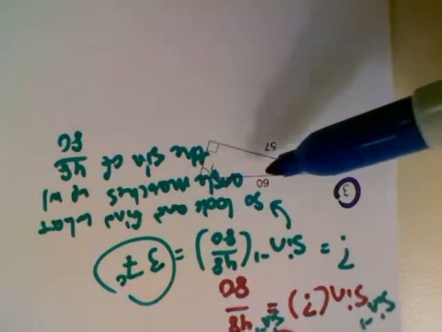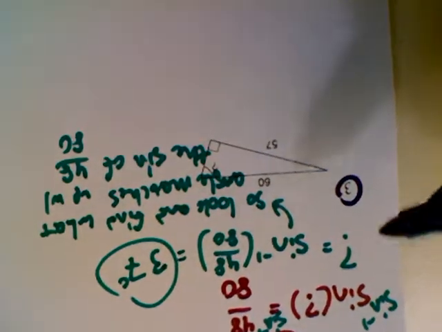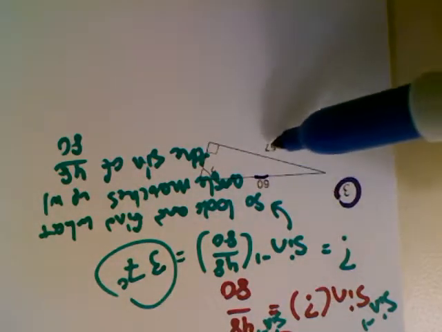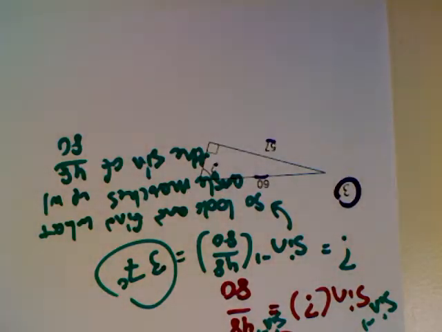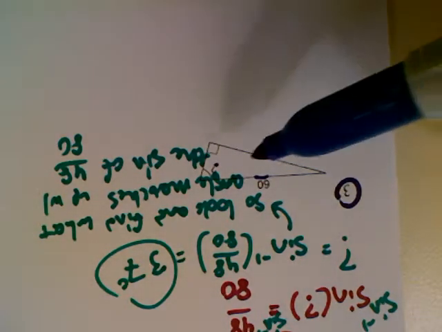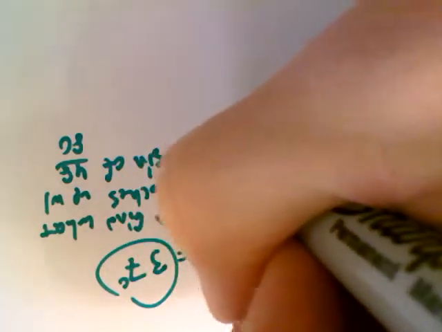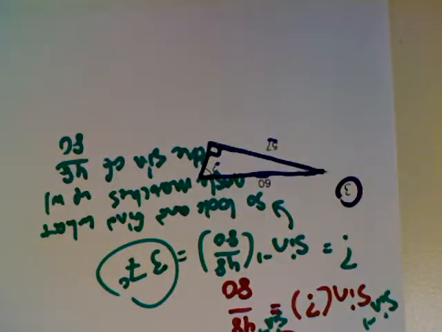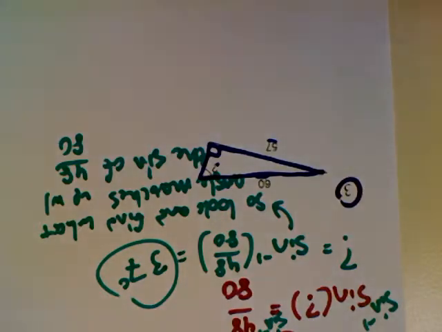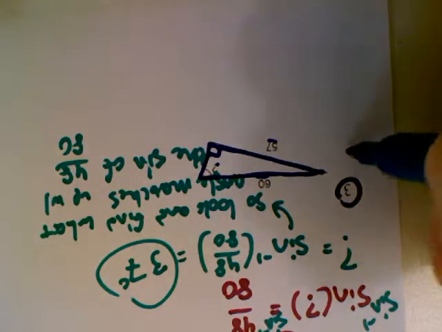So on this one, though, we don't have all 3 sides. We have 60 here, we have 57 here, and I need to find out what this angle is. I know it's a little cramped here, but my triangle looks like this. That's my right triangle. So the question mark is this angle up in here.